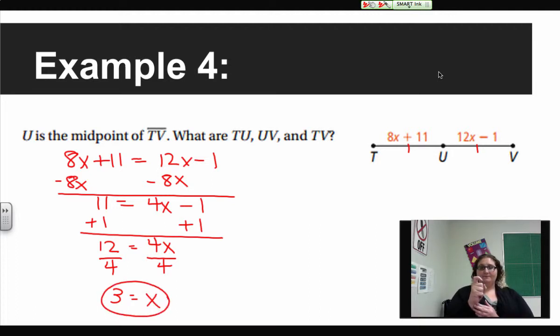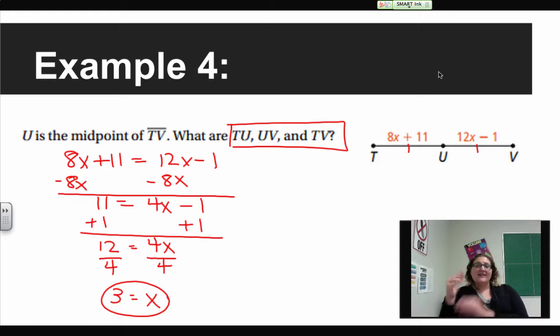Now, if you were taking an ACT test or a multiple choice test, I can almost guarantee that one of the choices, and it's probably going to be A, is the answer 3. It's a distracting answer, because they didn't ask what x was. They want to know what TU, UV, and TV are equal to. So you have to make sure that you're answering the question that was asked.